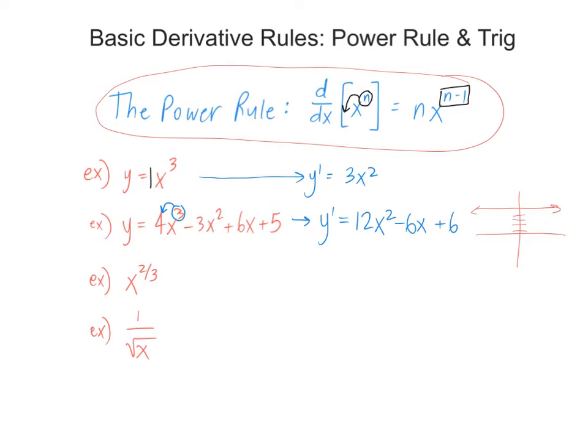Now, x to the 2/3, the derivative of x to the 2/3. This rule works whether n is an integer or whether it is a number like 2/3. The derivative of 2/3 is going to work exactly the same way.